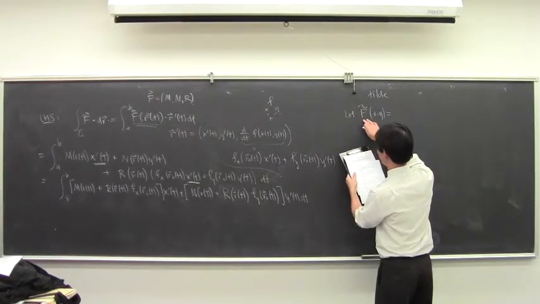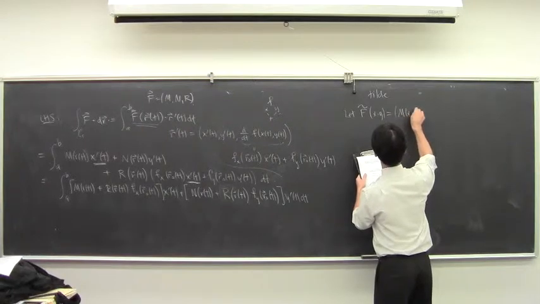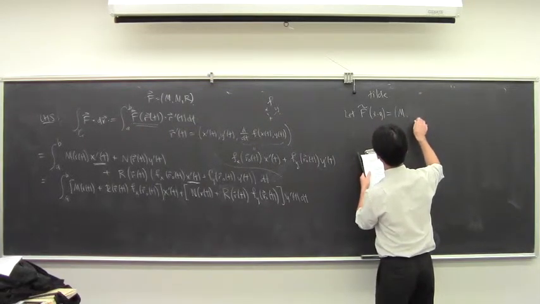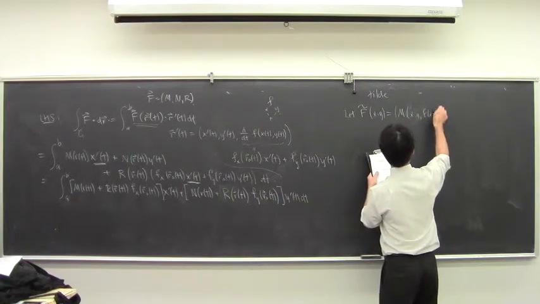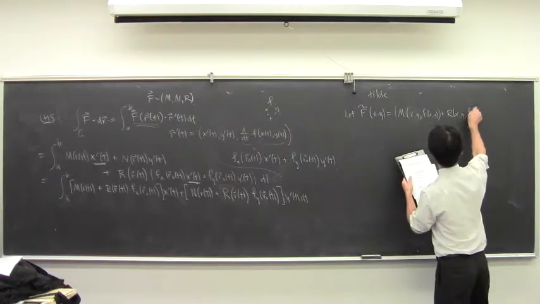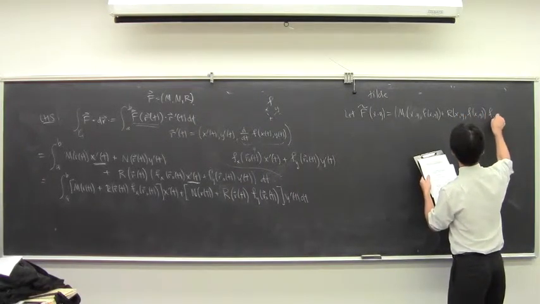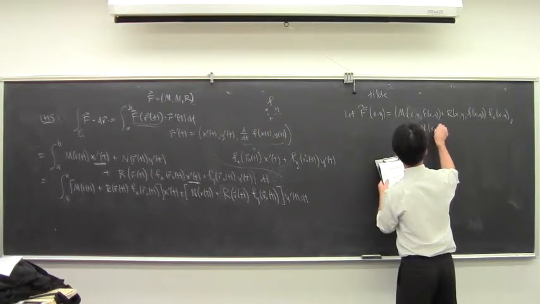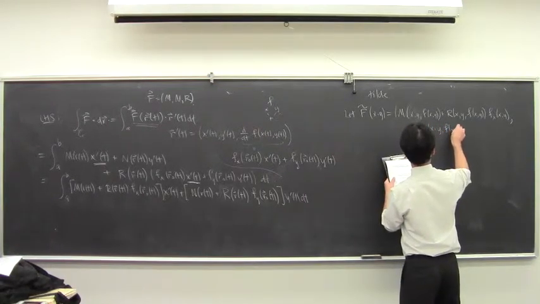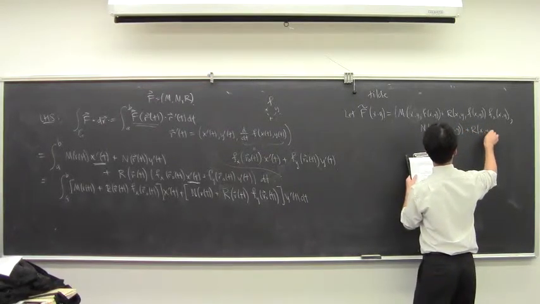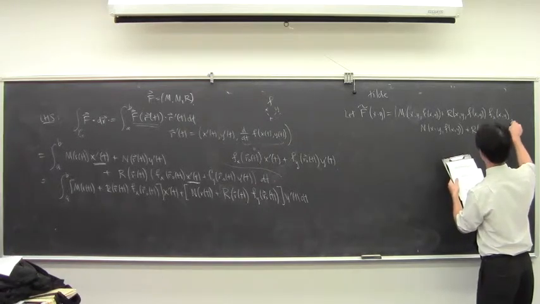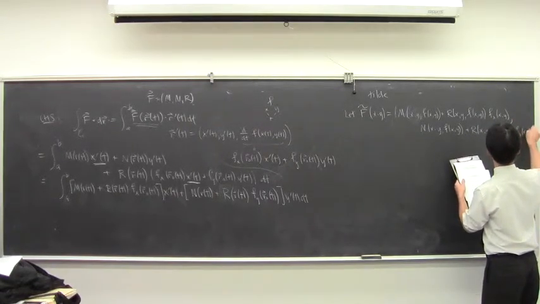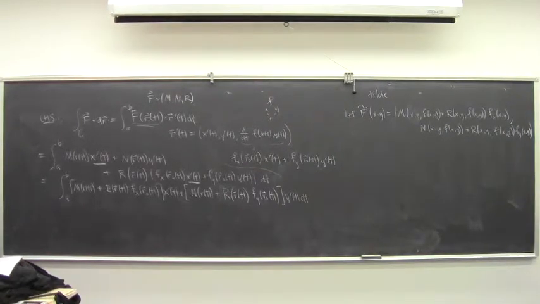Okay, so let F tilde of x, y be M of x, y, f of x, y, plus R of x, y, f of x, y, f sub x of x, y, comma, N of x, y, f of x, y, plus R of x, y, f of x, y, f sub y of x, y. Okay, so this is a vector field on R2.